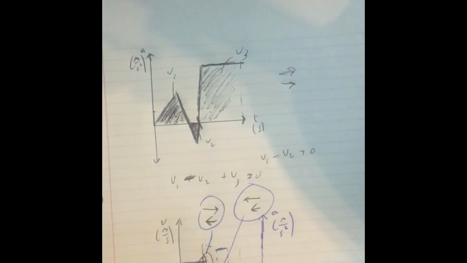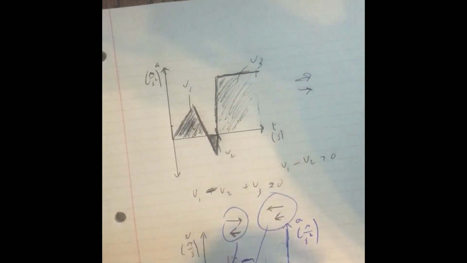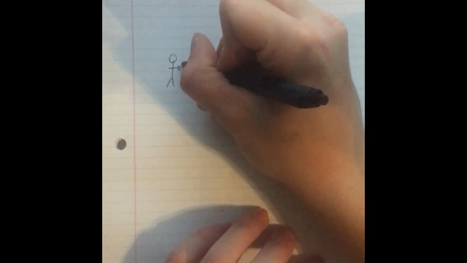Now, another important thing to know is that components of an object's motion are independent of one another. So let's say I have Joe here. Joe's playing baseball, right? He has his baseball here, and let's say he throws it. He just throws it up in this direction.